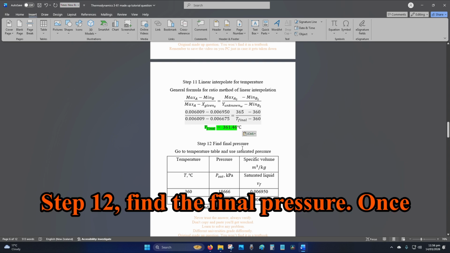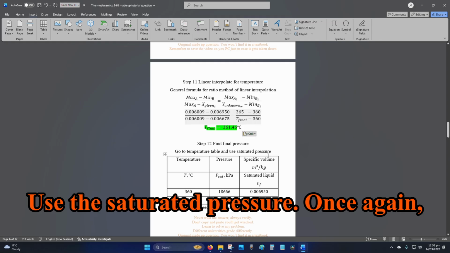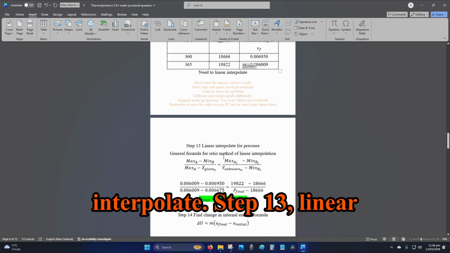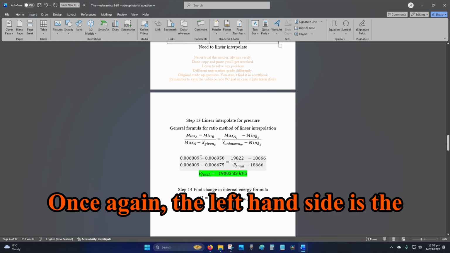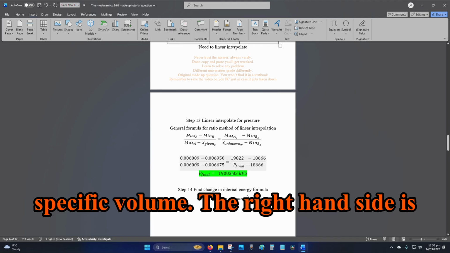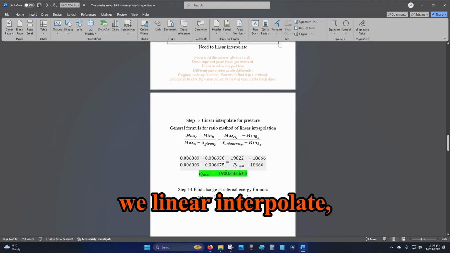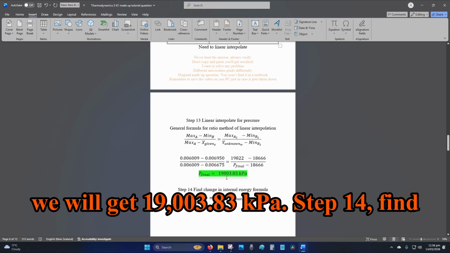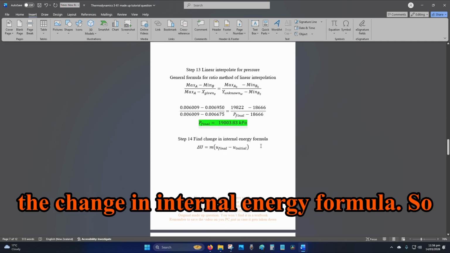Step 12, find the final pressure. Once again, go to the temperature table, use the saturated pressure. Once again, it's in between, so we need to linear interpolate. Step 13, linear interpolate for the pressure. Once again, the left hand side is the specific volume, the right hand side is the pressure. Once we linear interpolate, we will get 19,003.83 kPa.